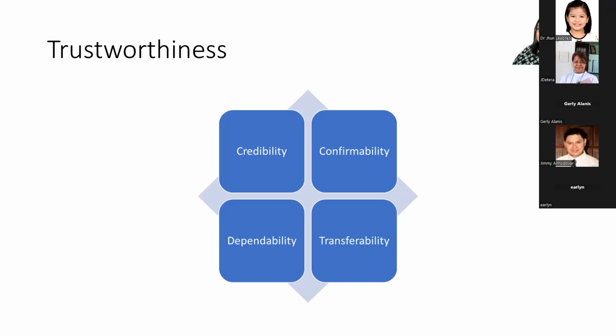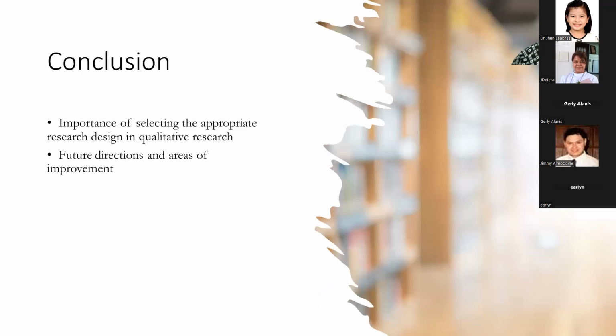And finally, the dependability is if in the event a person would want to replicate your study, do they have all the necessary data such as your transcript for them to repeat your paper? Okay, I hope that was clear. So, in conclusion, when you design, when you select, you have to take note of the research question, of the nature of your problem, and what you intend to happen.